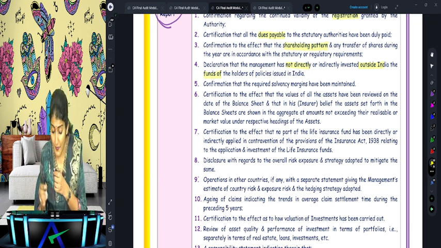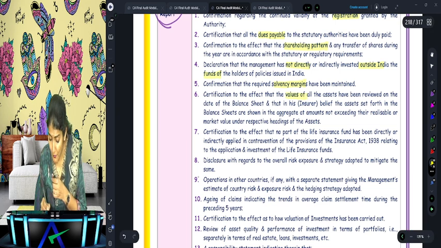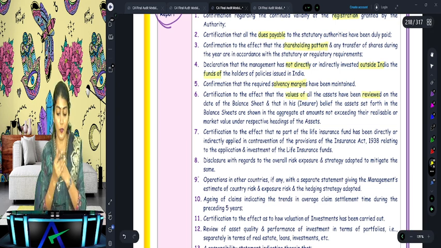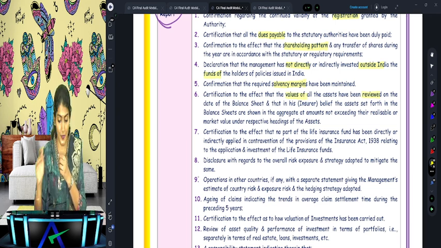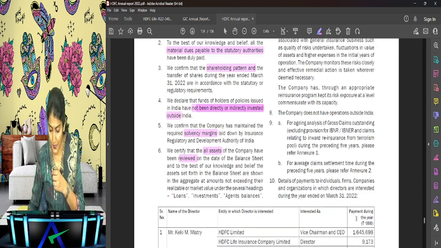Then confirm that the required solvency margins have been maintained. Then confirm that the value of the assets have been reviewed on the date of the balance sheet. Are you able to get whatever we discussed over there? Are we seeing the similar points over here? Okay, right. Then let us continue looking on to this report.